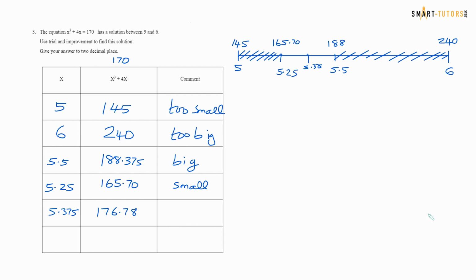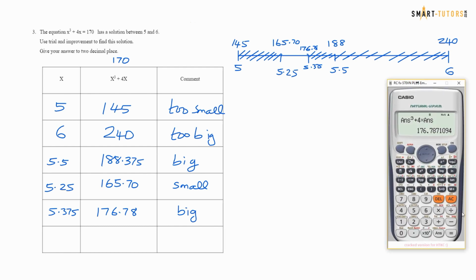176.78, so that is too big. 170 is smaller than that, so cross that off. The answer is going to be in between 5.25 and 5.375. Add them up, divide by 2, and that is going to be the next value, 5.3125.